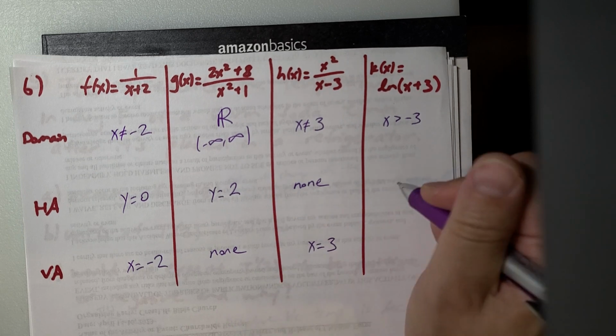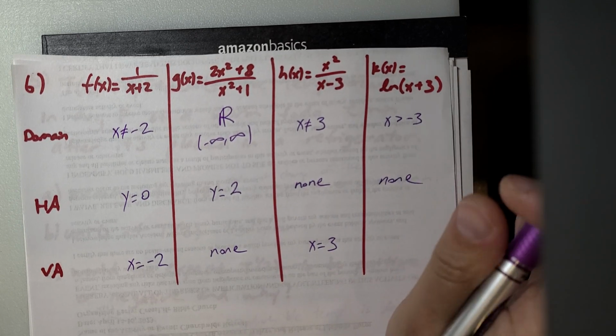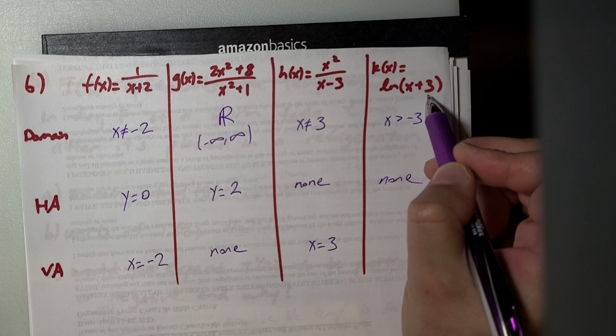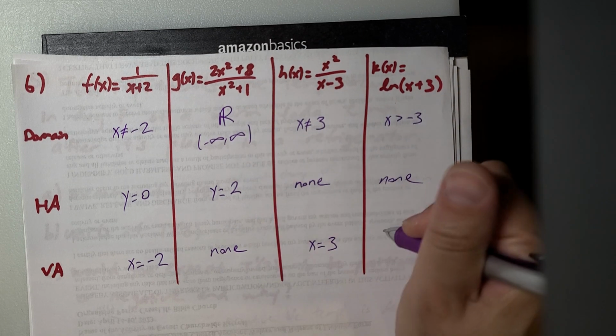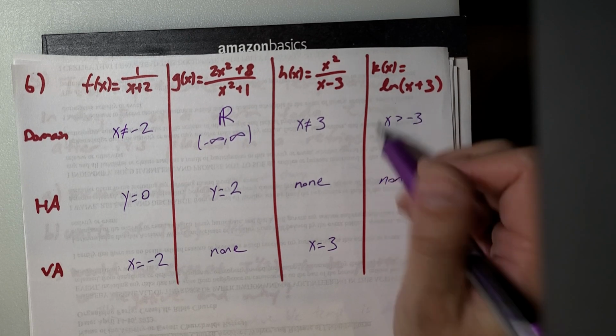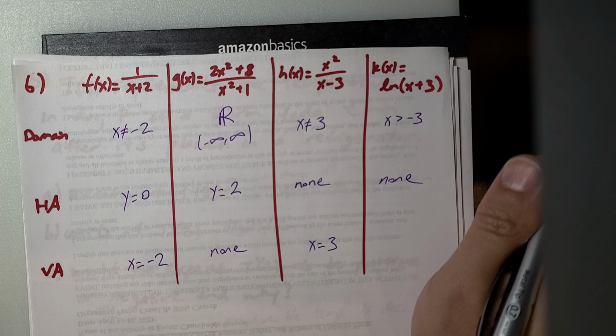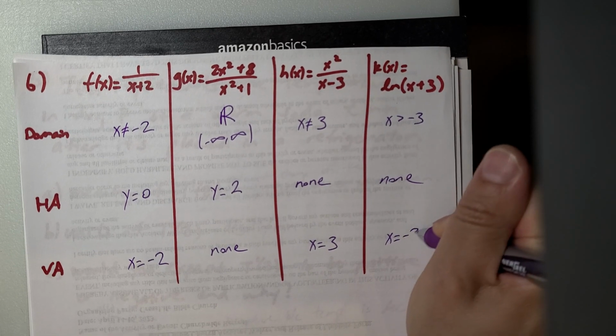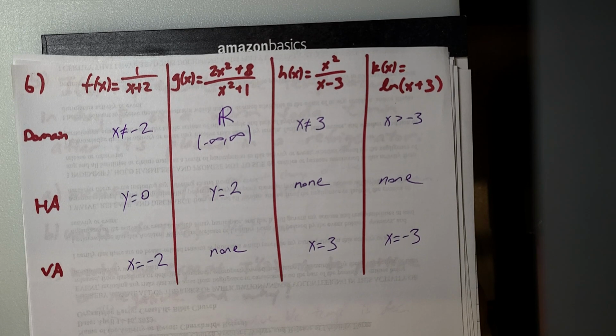Horizontal asymptote, the log does not have any. None. Vertical asymptote, this log is shifted by 3 to the left. So remember, the log, or even the natural log, has an asymptote at x equals 0. So now this is shifted to the left by 3. So x is -3.